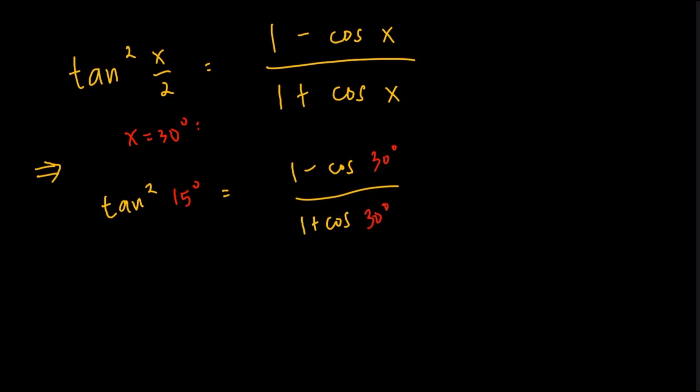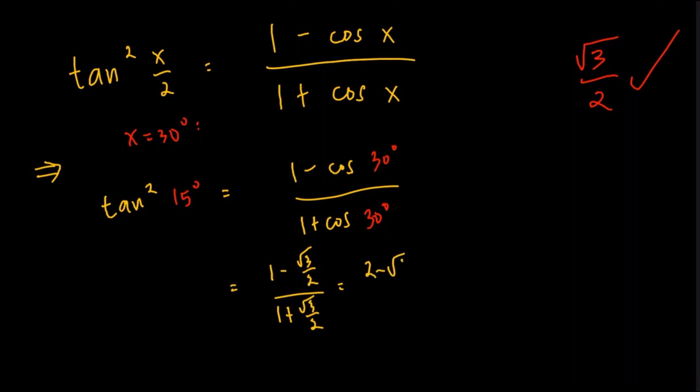Now, since we know cosine 30 degrees is square root 3 over 2 from special angles, this would be equal to 1 minus square root 3 over 2 divided by 1 plus square root 3 over 2. Multiplying the numerator and the denominator by 2, we get 2 minus square root 3 divided by 2 plus square root 3. We rationalize things here. We multiply 2 plus square root 3 in the numerator and the denominator.